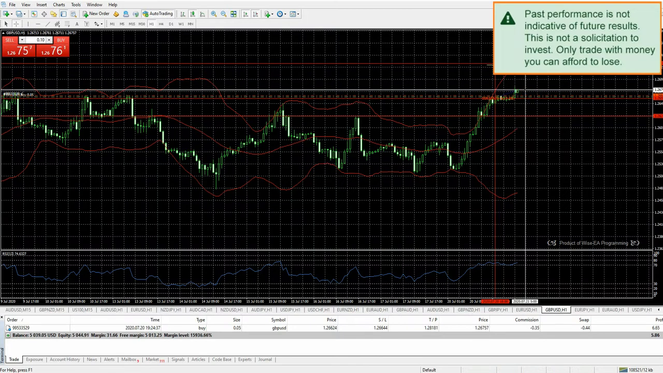We have still about 50 pips away from our next profit target. So we'll keep watching it. Hopefully things will go in our direction. All right, be back momentarily.